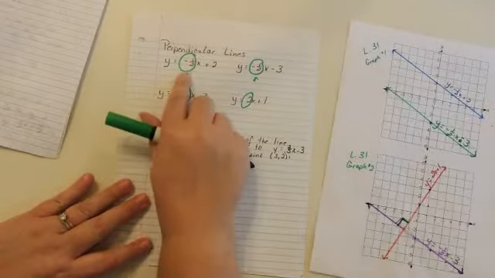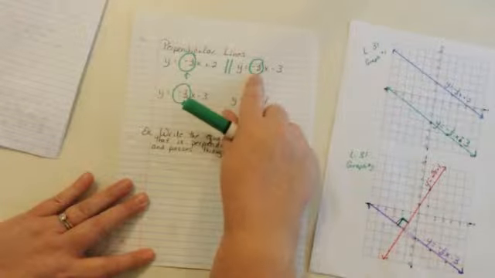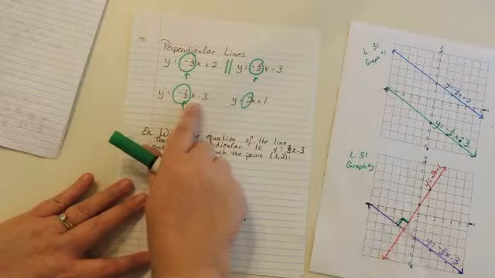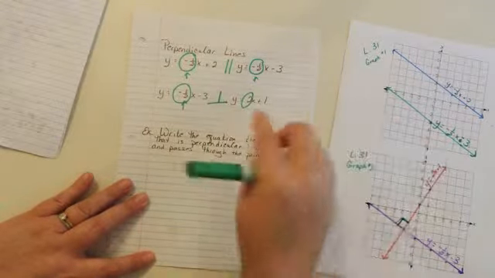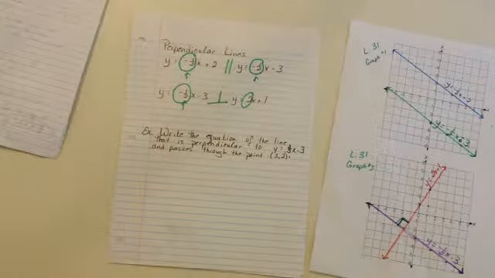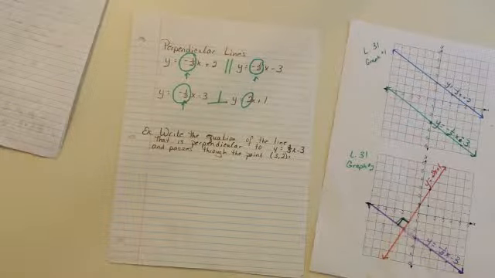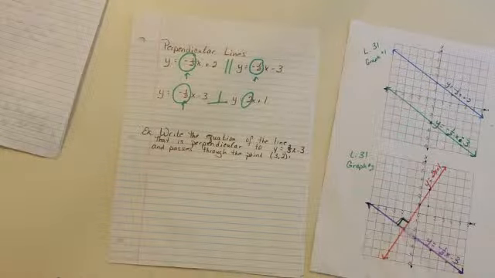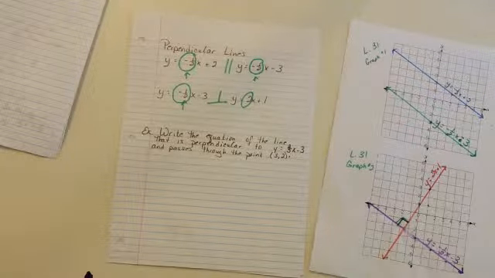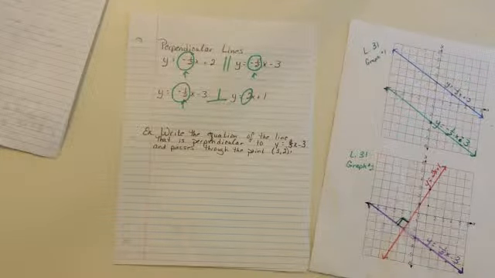So we can say that y equals 1/2 x plus 2 is parallel to the line y equals 1/2 x minus 3. And y equals negative 1/2 x minus 3 is perpendicular to y equals positive 2x plus 1. Because we know that perpendicular lines have the negative reciprocal of the slope, we can find the equation for perpendicular lines without having to graph them. So let's try that.